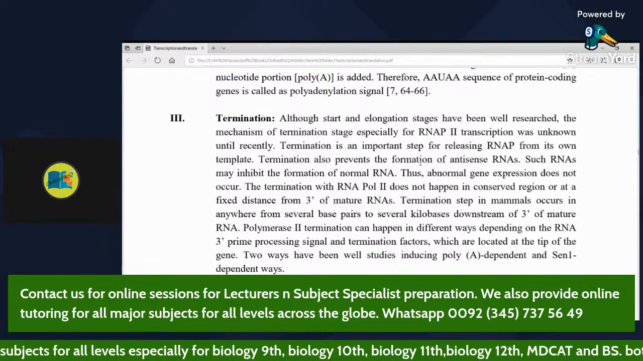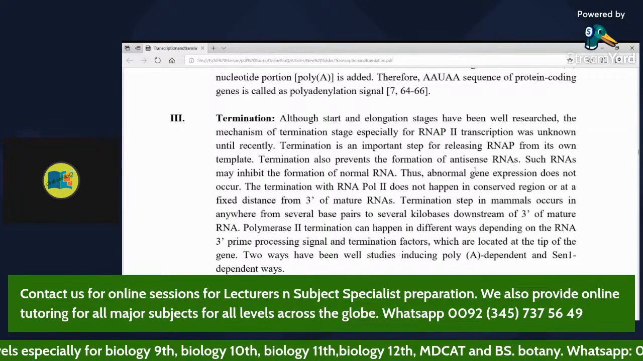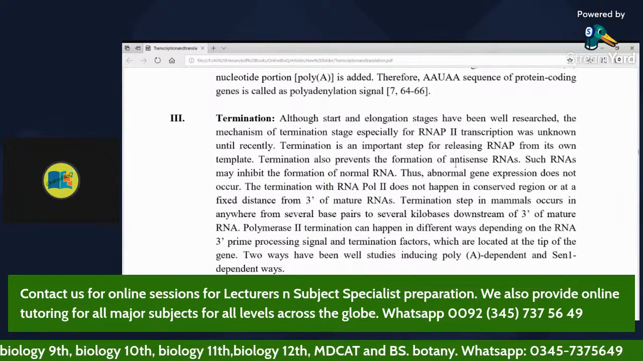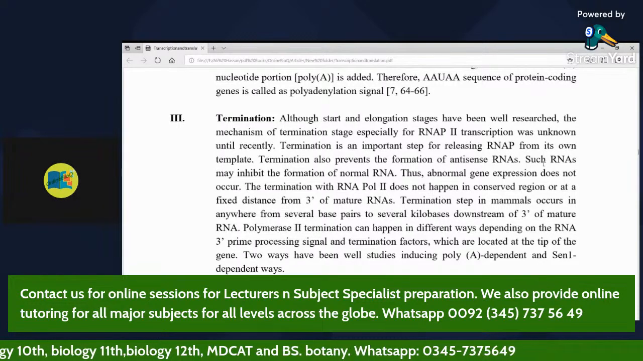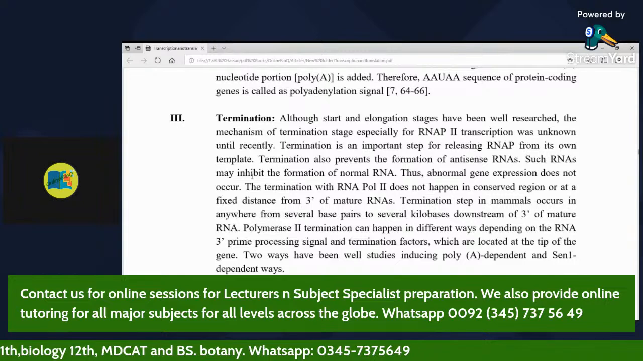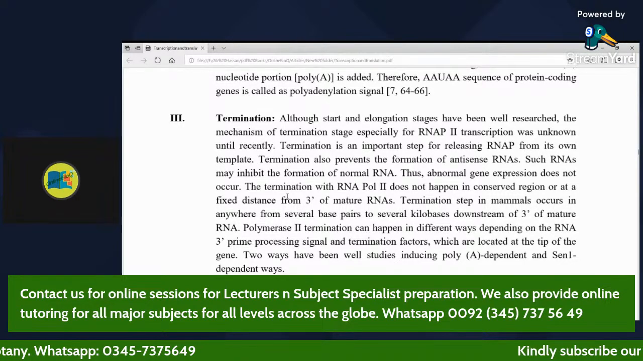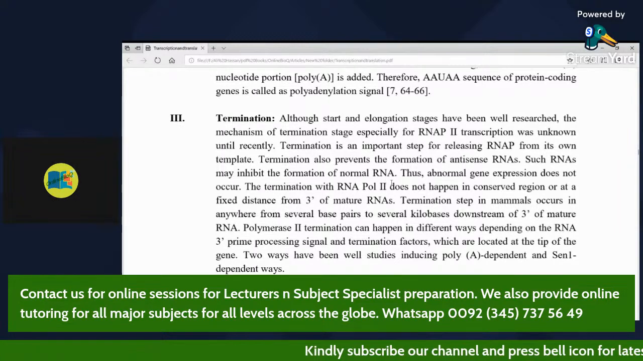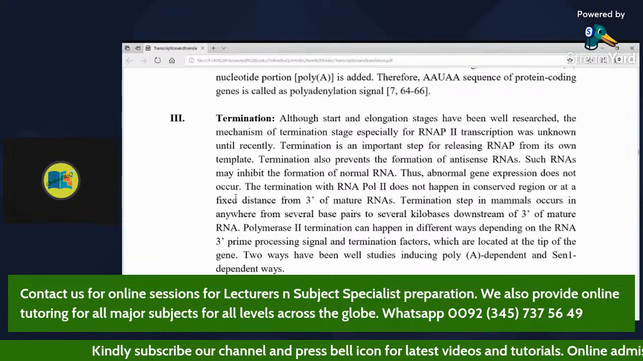Termination also prevents the formation of antisense RNAs. Such RNAs may inhibit the formation of normal RNA. So, thus, abnormal gene expression does not occur.